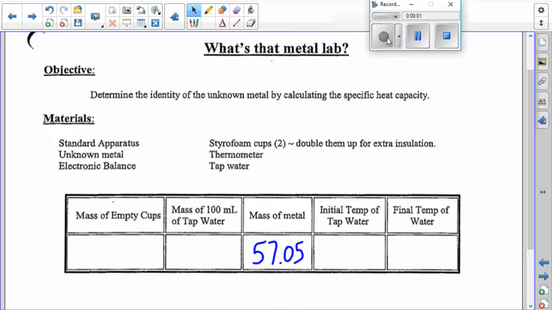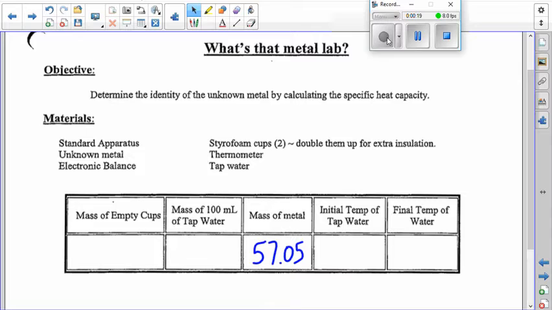What's that metal, lab? So I have an unknown metal in boiling water here. Right before you guys walked in, I got the mass of this metal. For you virtual folks, I can kind of move my camera. There she is. What is that metal boiling in there? So we don't know what that metal is.